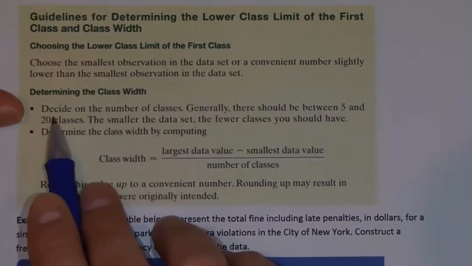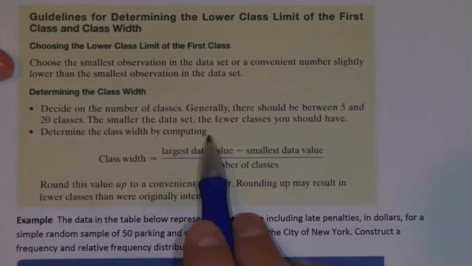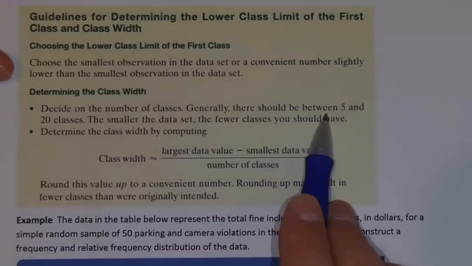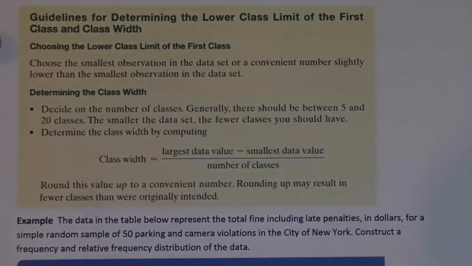So to determine a class width, the first thing you have to think about is how many classes you want in your data. Again, this is a guideline. There's no hard and fast rule. Do I want to end up with 10 classes? Do I want to end up with 4 classes? Do I want to end up with 15 classes? How many classes do I want? Usually, again as a guideline, you're going to want somewhere between 5 and 20 classes. How many depends on your data.